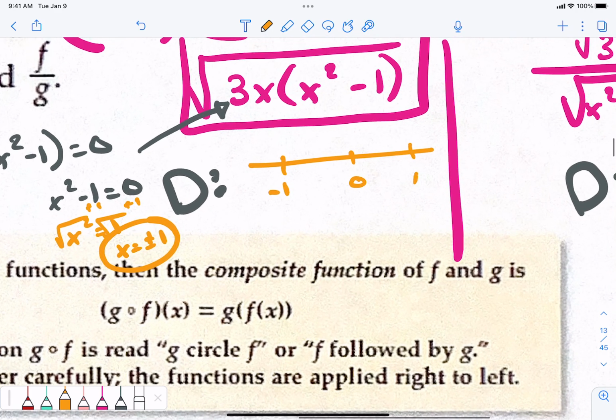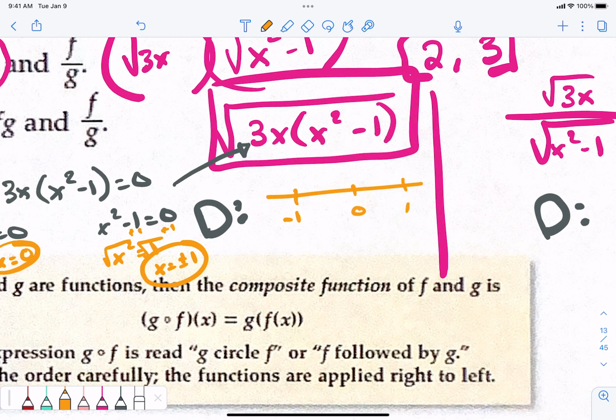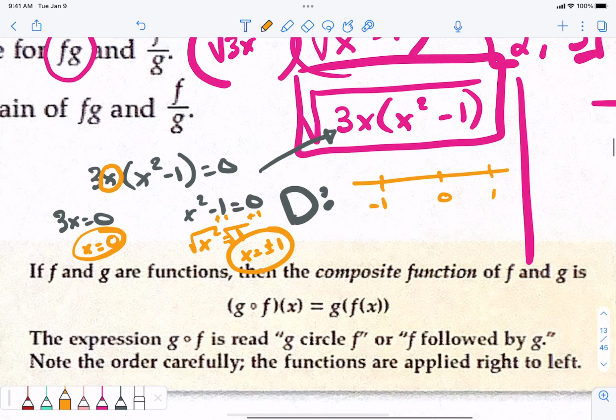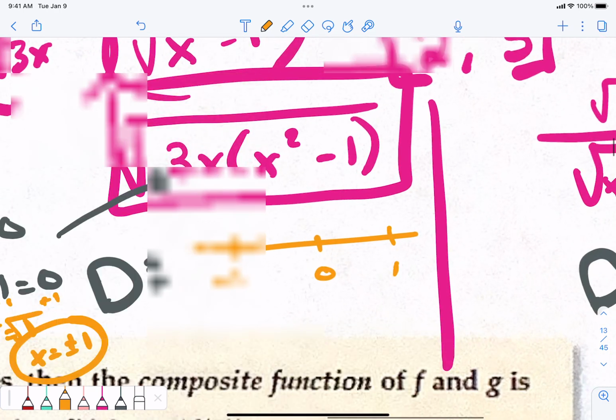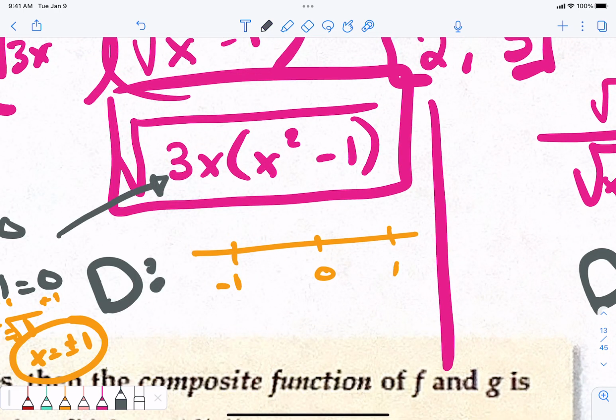When we graph, doesn't 0 count as 2? No, because it was only 3x. If it was 3x squared, then 0 would have a multiplicity of 2. Okay, now we plug stuff in. Let's plug in negative 2, negative 0.5, positive 0.5, and positive 2.